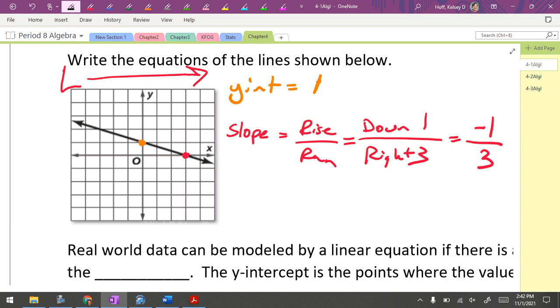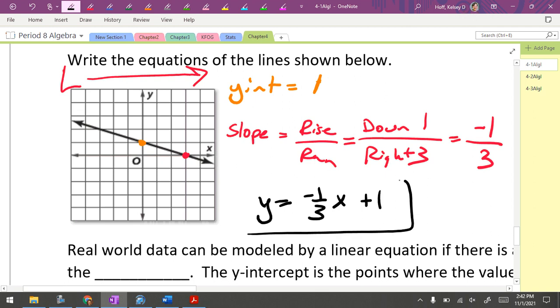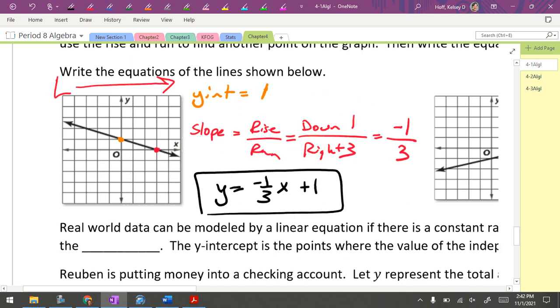So what would my equation be for this problem? Y equals -1/3 x plus 1. The negative sign. Technically, could it be in the top? Could it be in the bottom? Could it be out front? Could it be top and bottom? No. Should you really put it in the bottom? No. In the top or out front is the best.